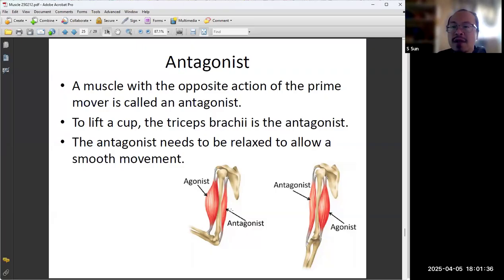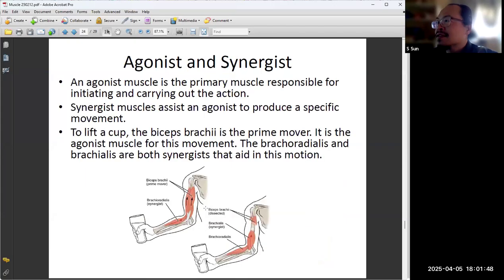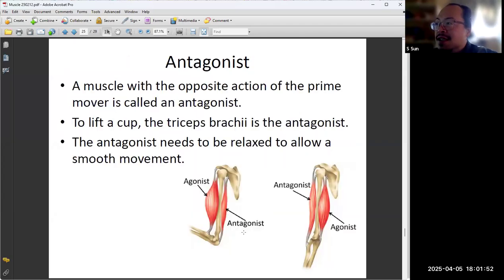So to allow you to have a smooth movement, our nerve really needs to excite the agonist, excite the synergist to make it contract. At the same time, we need to inhibit the activation from the antagonist. Yeah, so that's that.